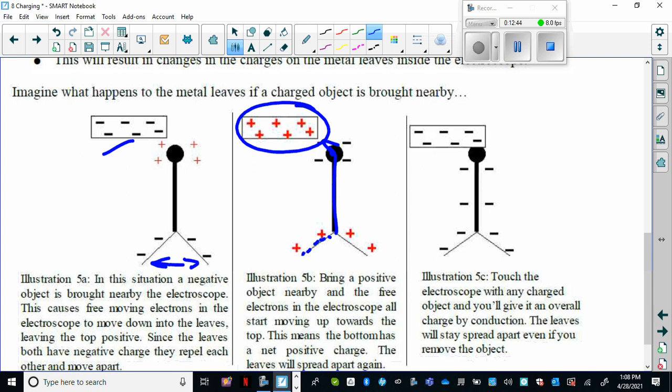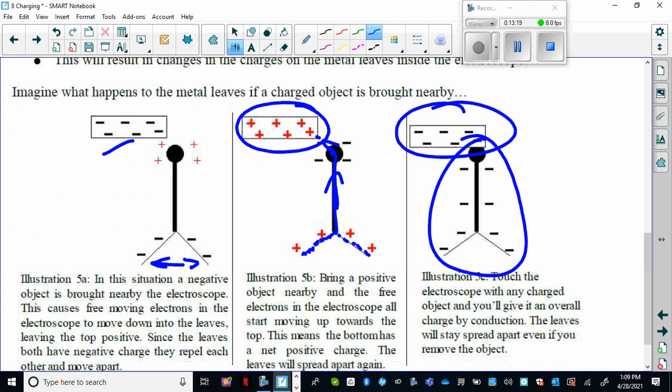Because once again, I will remind you, we talk about the movement of electrons. We're not going to say that the protons were all repelled down into the leaves. We're going to say that the electrons that were in the leaves move up this way because they're attracted to the positive rod, and therefore the overall charge of the leaves will become positive, and again they will be repelled. If you then touch it, in this example here, by conduction, then you're going to transfer excess electrons into the entire structure, and the leaves are still going to repel. So that's how electroscopes work.